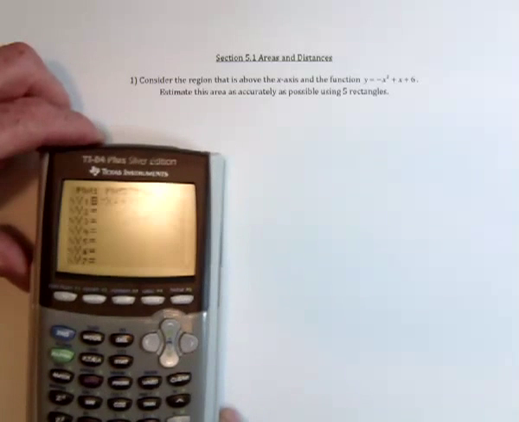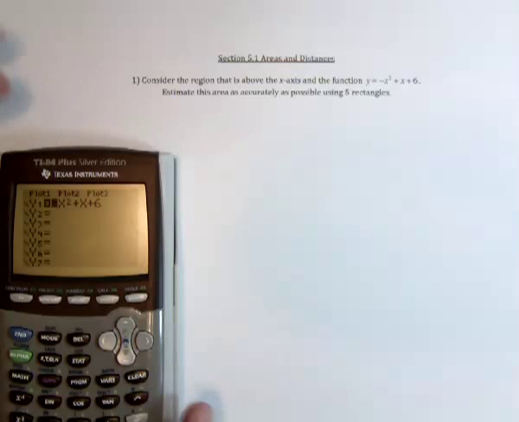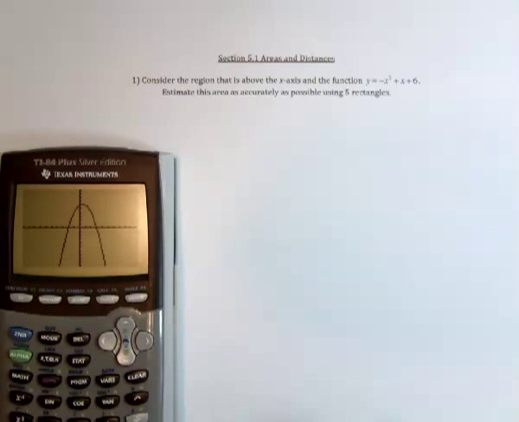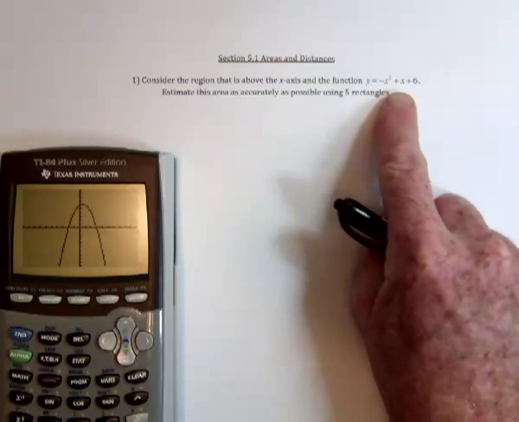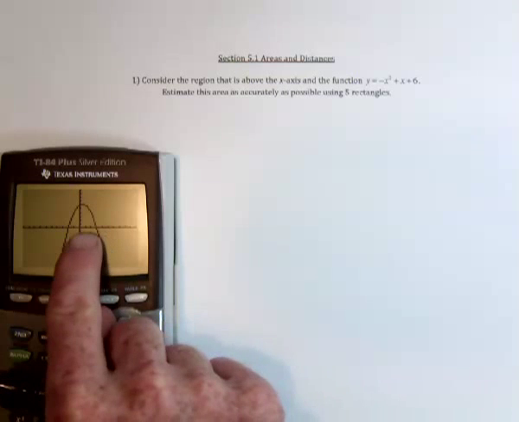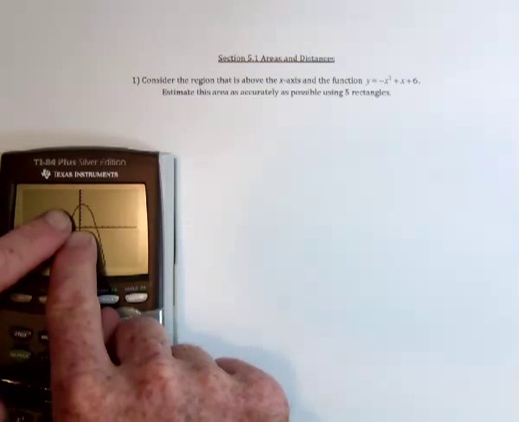So this is a bit of a geometry problem. We've got this upside down parabola, negative x squared. Take a look at the graph, and since this can be factored, we see that the roots are at -2 and +3, and our job is to find the area in there.